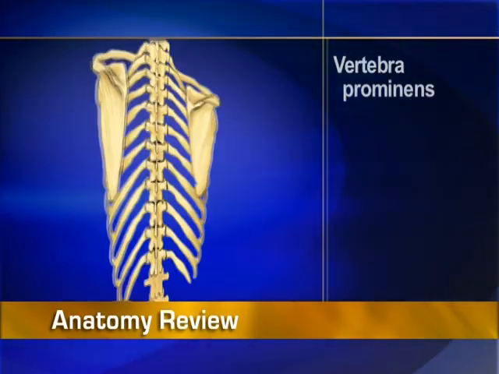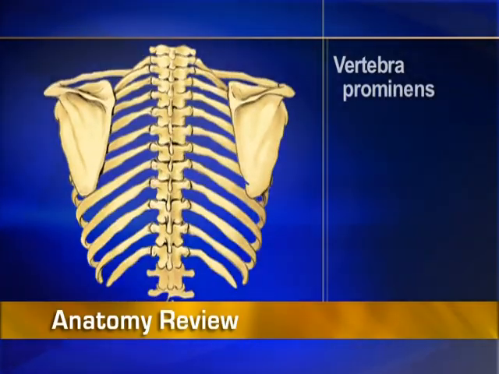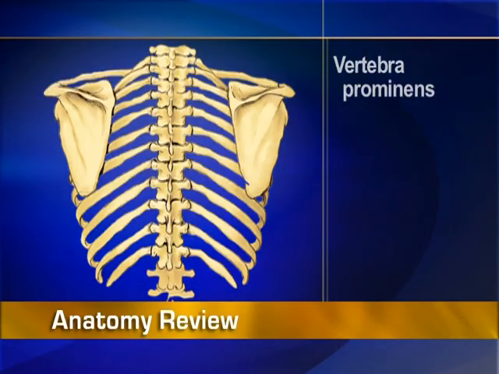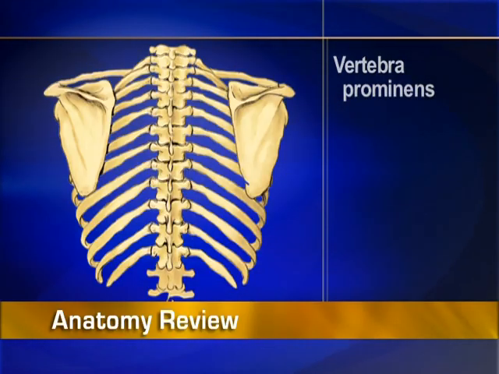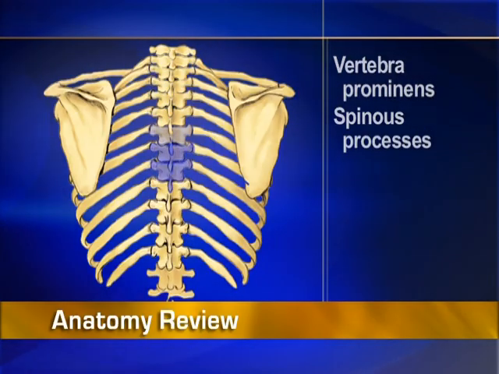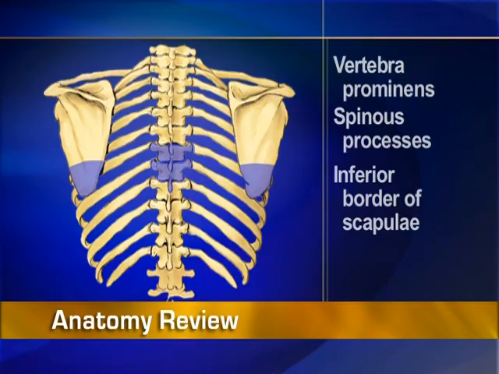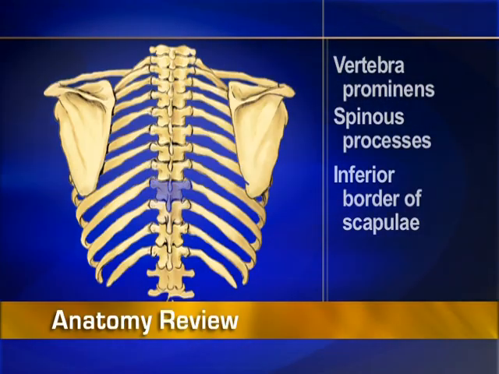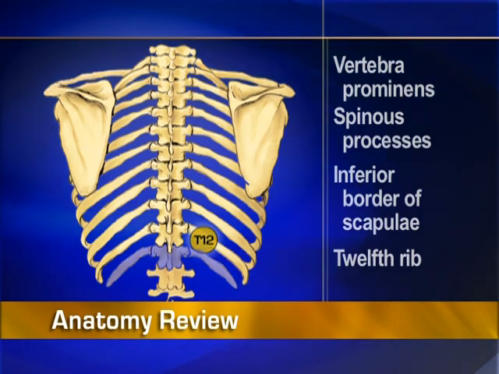On the posterior thorax, use different surface landmarks. With the person's head flexed, feel for the most prominent bony spur, called the vertebra prominens, or the spinous process of C7. Count down the spinous processes. At the 7th or 8th rib, you'll reach the inferior border of the scapula. Finally, you'll reach T12 and the 12th rib.